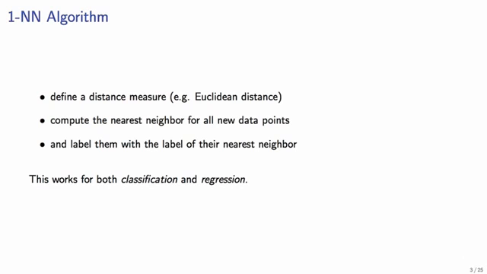This works for both classification and regression. So in classification, we just assign it the class that the nearest neighbor has, and in regression, we just give the new point the value that the nearest neighbor has.